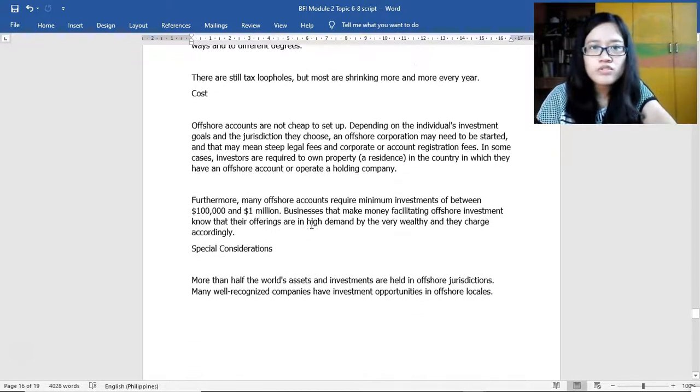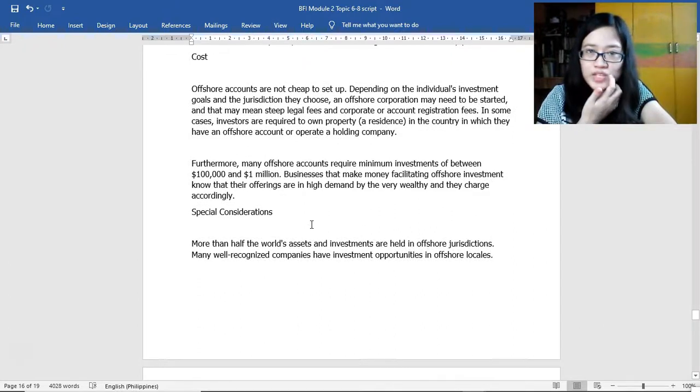Alright, cost. Offshore accounts are not cheap to set up, so again, mostly it's for the rich and wealthy. Depending on the individual's investment goals and the jurisdiction they choose, an offshore corporation may need to be started, and that may mean steep legal fees and corporate or account registration fees. In some cases, investors are required to own property or residence in the country in which they have an offshore account or operate a holding company.